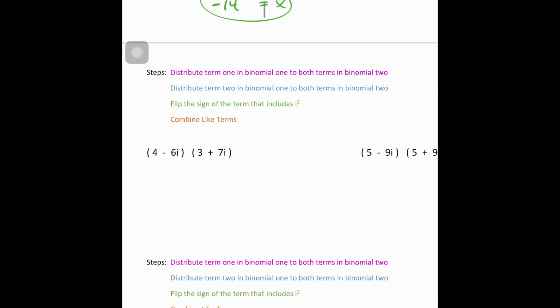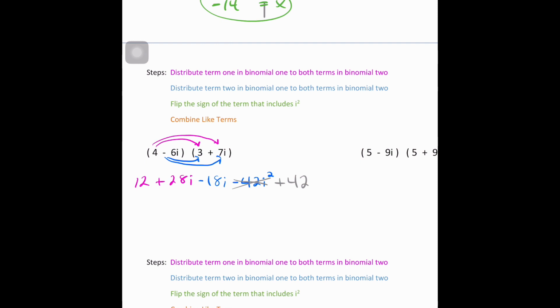All right, so we're just going to do our 4 times 3, which is 12. Then we will do 4 times 7i, giving us plus 28i. Then in blue, we will do negative 6i times 3, giving us negative 18i. And then we'll do negative 6i times 7i, giving us negative 42i squared. I'm so proud of you guys and happy that you did not forget to square it. All right, but what do we know about that negative 42i squared? Yes, I love when you guys just shout it out. That's equal to plus 42 or a positive 42.